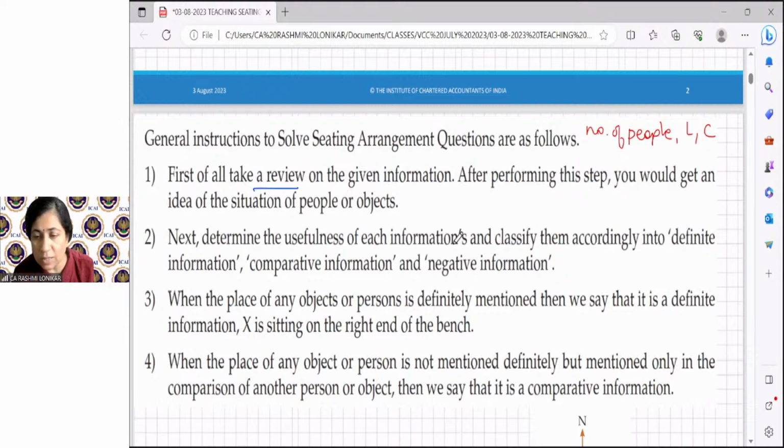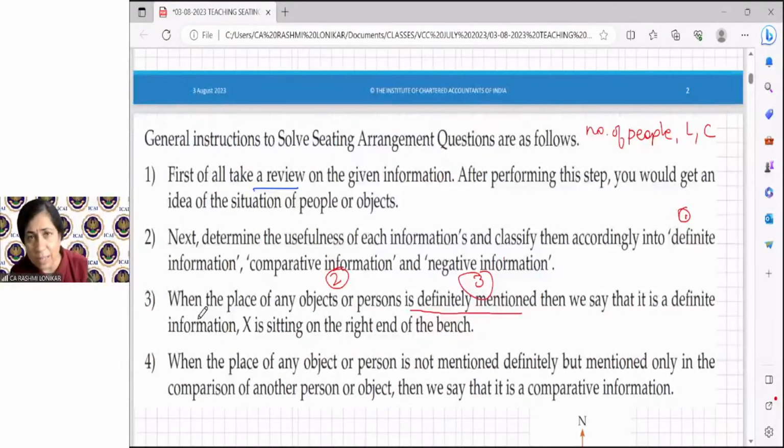Next, determine the usefulness of each piece of information and classify them according to definite information, comparative information, and negative information. So information can be of three types: definite, comparative, and negative. What does definite information mean? What is comparative information and what is negative information? We'll see. When the place of any object is definitely mentioned, then we say it is definite information. Like if in a row we say A is sitting at the leftmost position of the row, or at the extreme left, or the row starts with A.